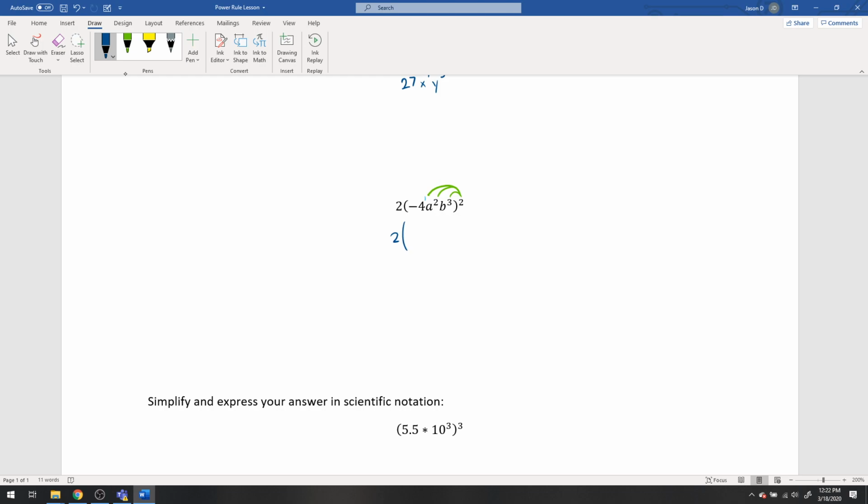-4 to the second power. Any negative times negative is a positive, so it becomes a positive 16. That's kind of the trap of the problem. And we get a to the 4th power, b to the 6th power. All you have to do then is multiply 2 times the 16, and you're done.